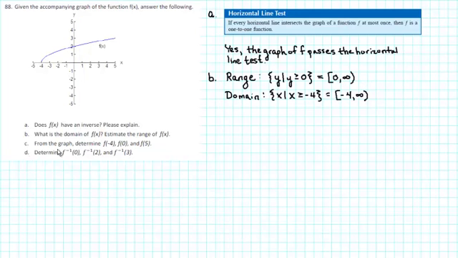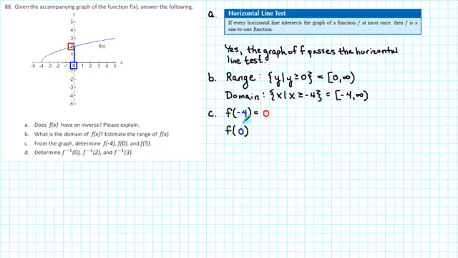For part C, we are to, from the graph, determine f of -4, f of 0, and f of 5. Let's start with f of -4. To evaluate f of -4 using the graph, we first of all locate -4 on the x-axis. We draw a vertical line and notice that the vertical line intersects the graph of the function at the point -4, 0. When x is equal to -4, the corresponding y value is 0. So f of -4 is equal to 0.